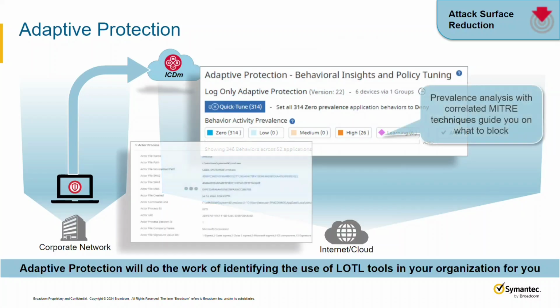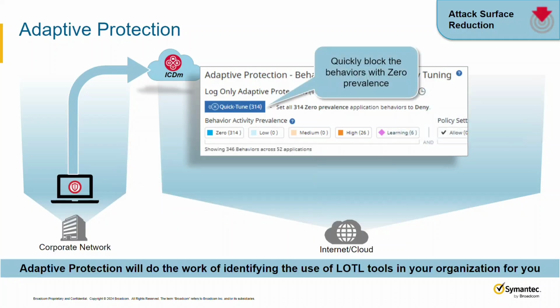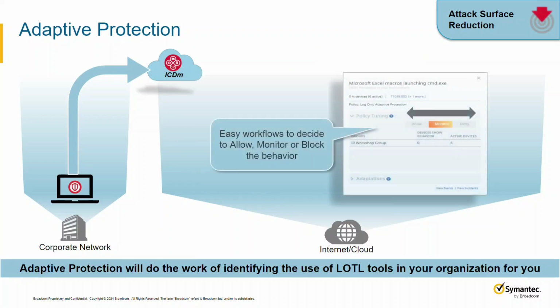Administrators can use the prevalence analysis coupled with correlated MITRE techniques to help determine which application behaviors to block. We provide an easy workflow to quickly block the behaviors with zero prevalence with a click of a button. The average customer can reduce the attack surface by over 90% with no impact to the user. With Adaptive Protection, learning is continuous and new endpoints and tools or behaviors can go back into learning mode.